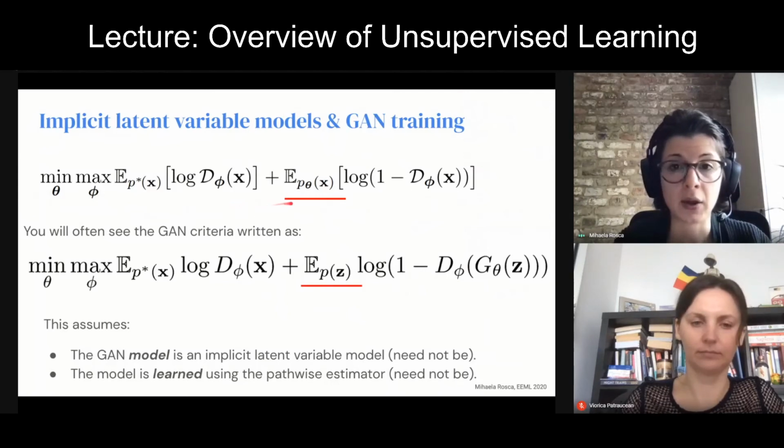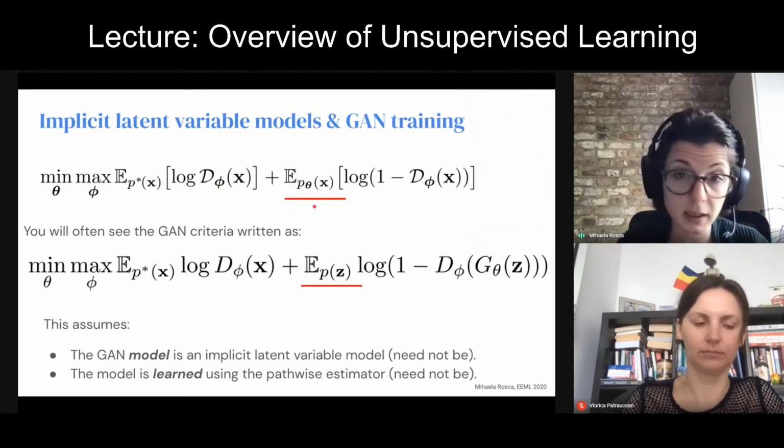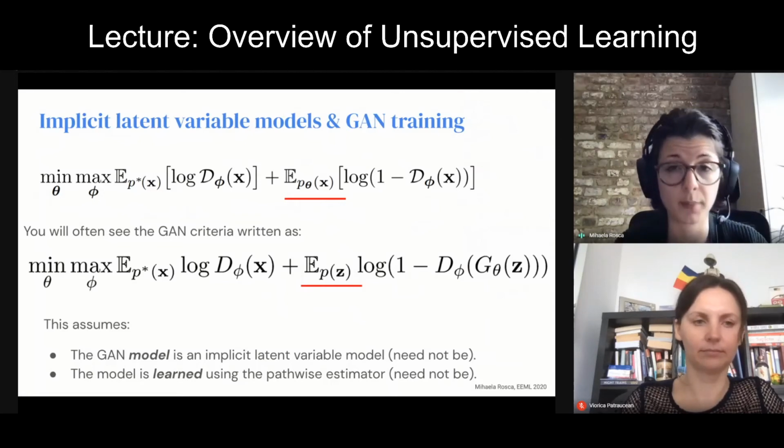Now, here we have an expected value under the model. This doesn't tell us whether the model is explicit or implicit. We know that this is a bit difficult to learn sometimes because of the gradient estimation problem. But often you will see the GAN criteria written this way. So now you no longer have X here, you have a prior Z. So we've introduced latent variables.